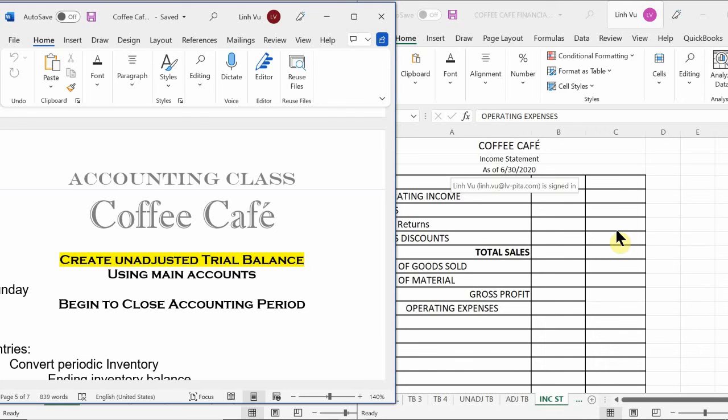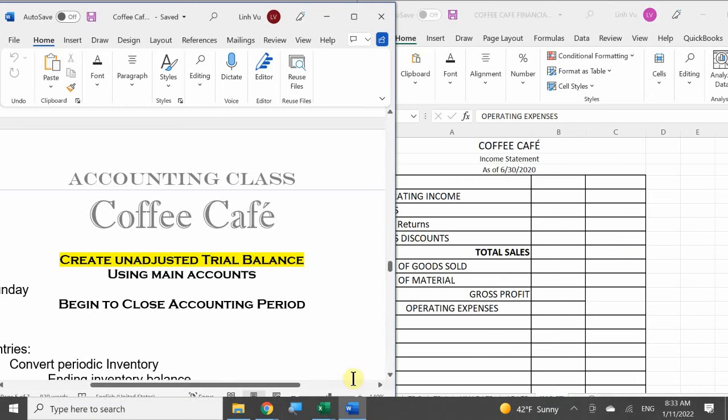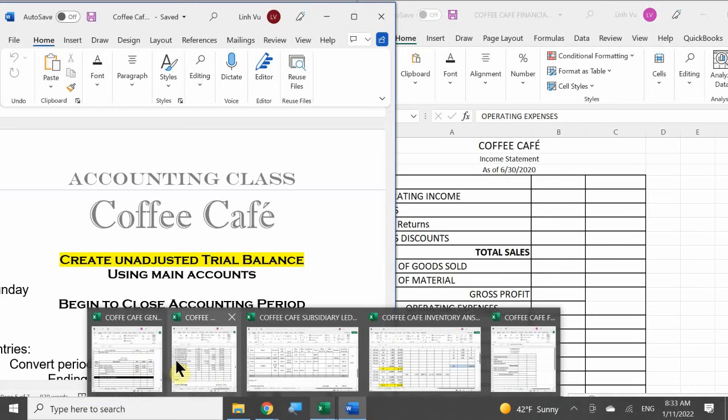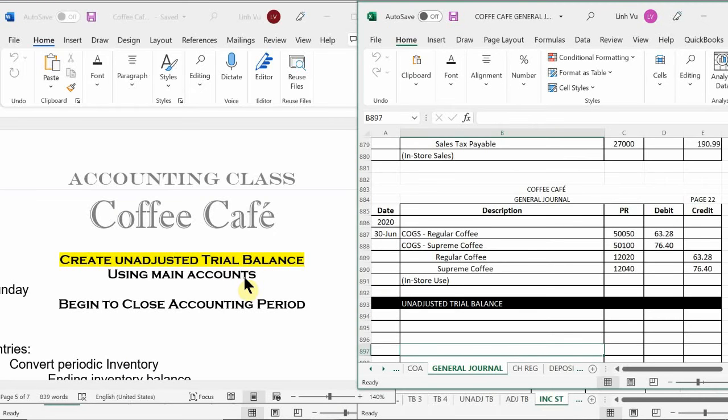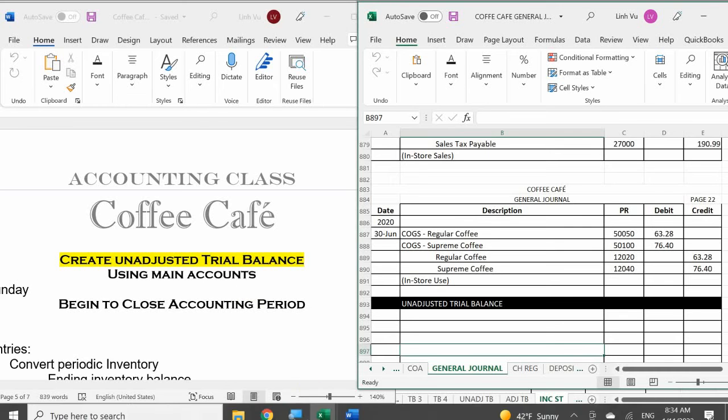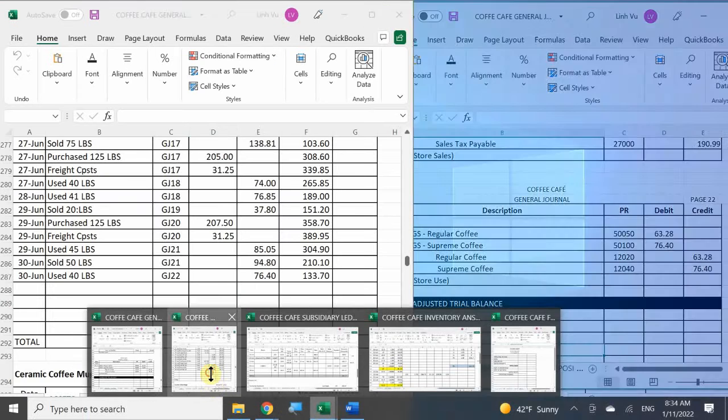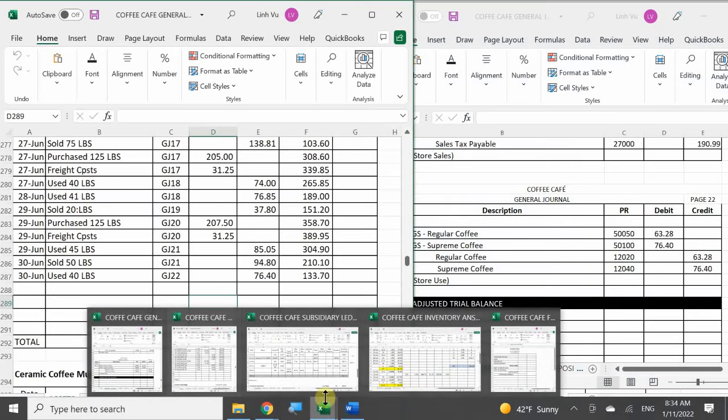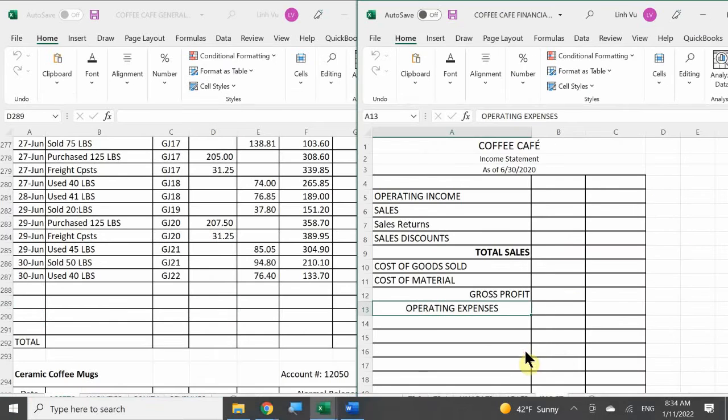All right. So this is where we left off. We have completed all the journals, right, for the end of the month. So now we're completing our unadjusted trial balance. Okay, so that means it's going to require our ledger and our financial forms, and that's it.